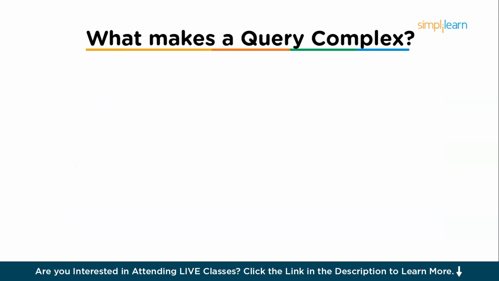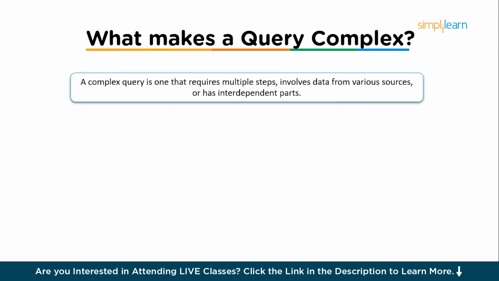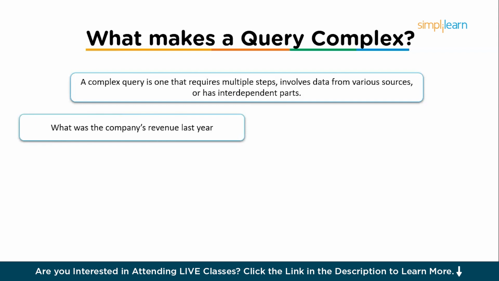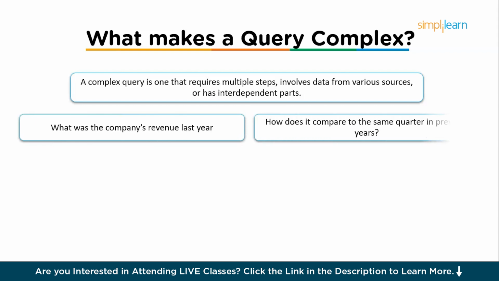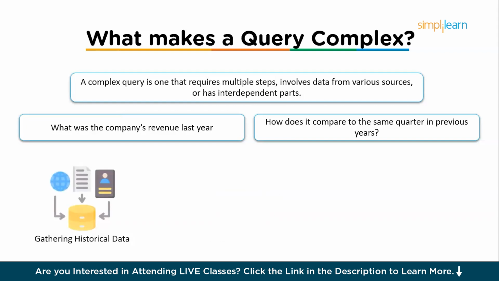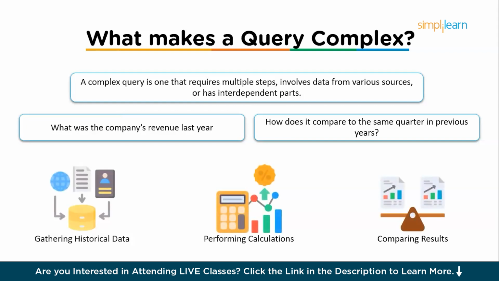Now, let us understand what makes a query complex. A complex query is one that requires multiple steps, involves data from various sources, or has independent parts. For example, a question like what was the company's revenue last year and how does it compare to the same quarter in the previous years involves gathering historical data, performing calculations, and comparing results. A complex query often has conditions, dependencies, and requires dynamic problem solving.